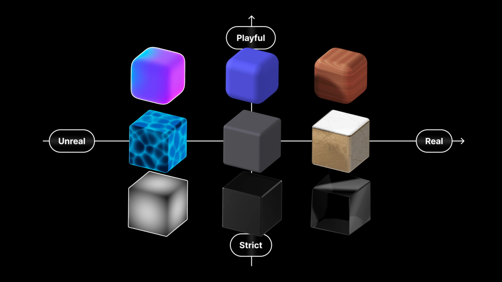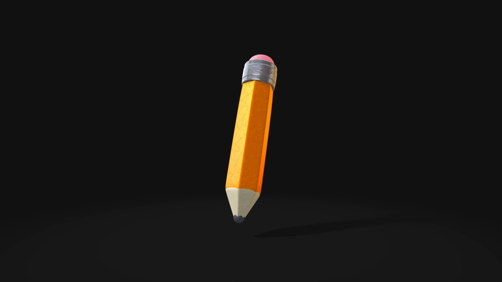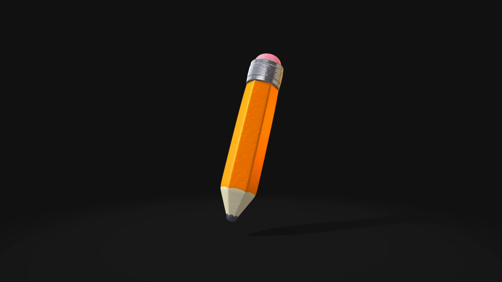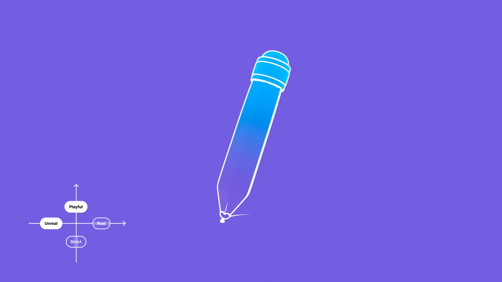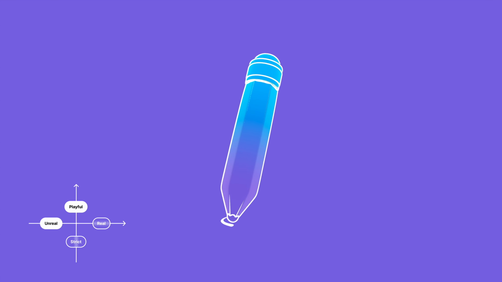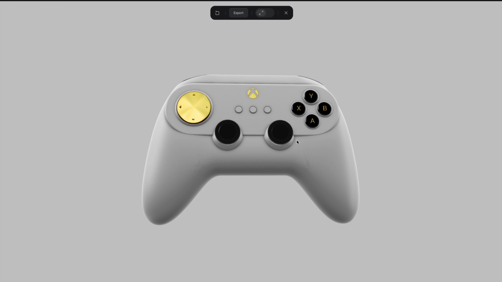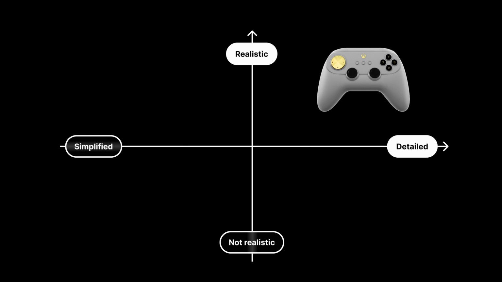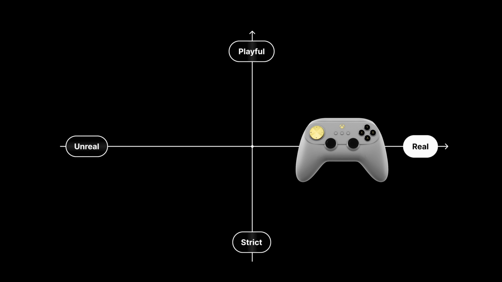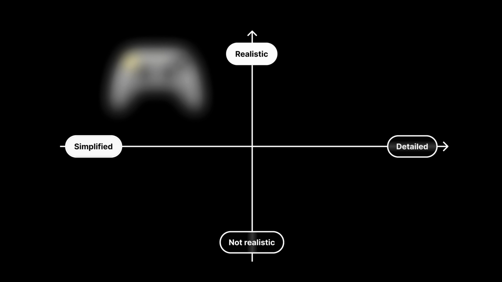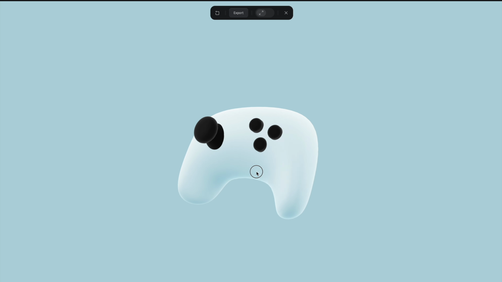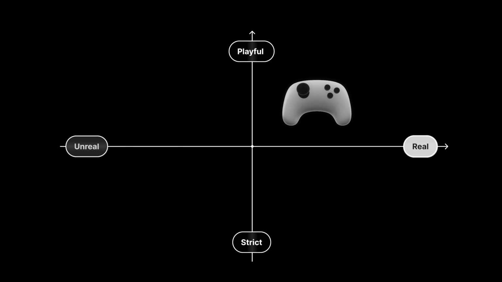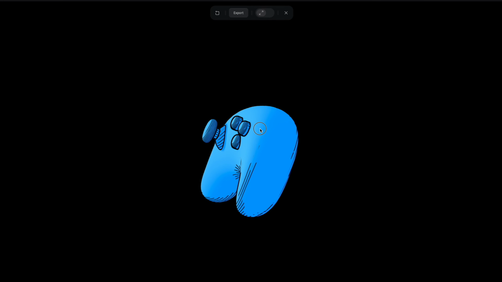A few more examples to understand this chart. This is a simple pencil. From a stylization perspective, it can be real and detailed. From a style perspective, it can be playful and unreal. Then it will look like this. Or this gamepad model. Here we have a realistic stylization and real style, but once we start simplifying it and making it more playful, it will look like this. The same stylization level but unreal style will look like this.